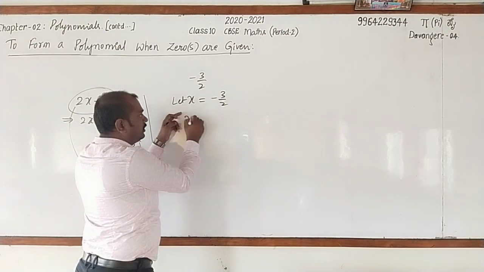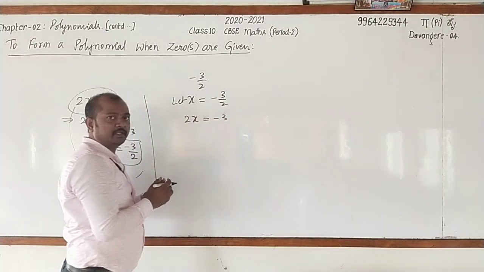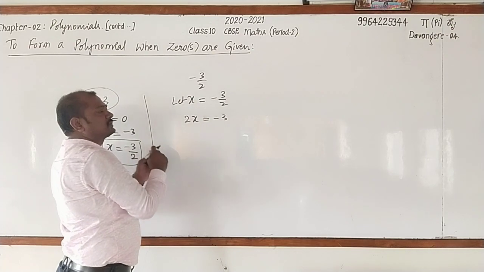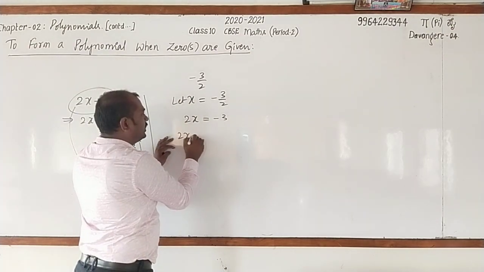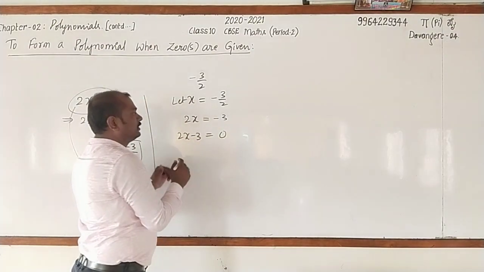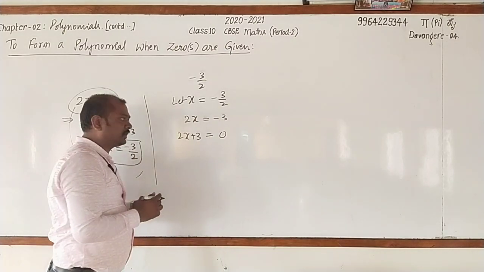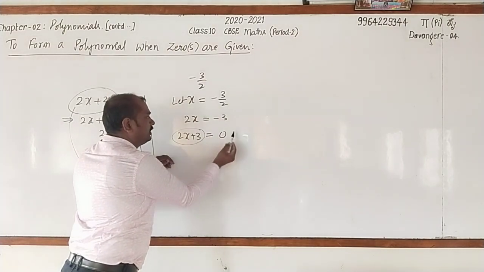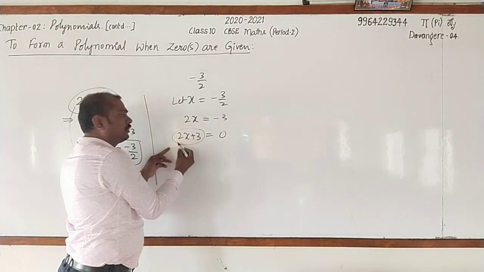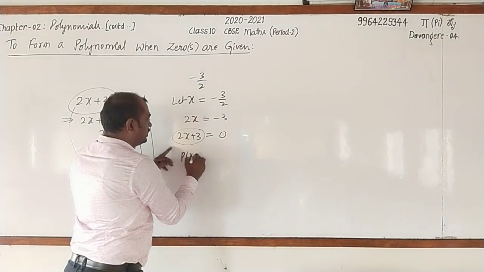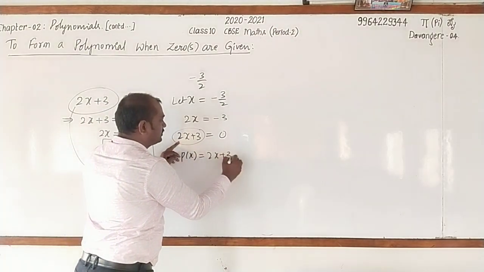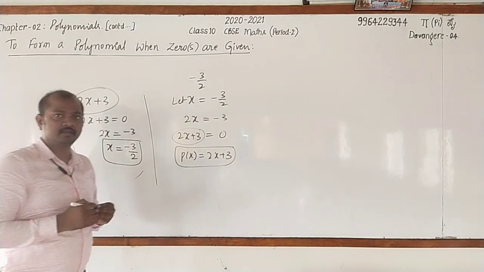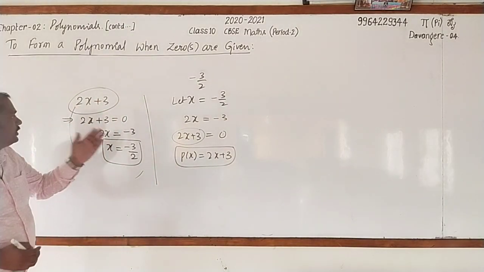Cross multiply. 2x equal to minus 3. Transfer minus 3 to the left hand side. 2x minus 3 becomes plus 3 is equal to 0. We want polynomial. It is an equation. I go for taking only LHS part. So the polynomial is 2x plus 3. Clear? So there are two concepts.